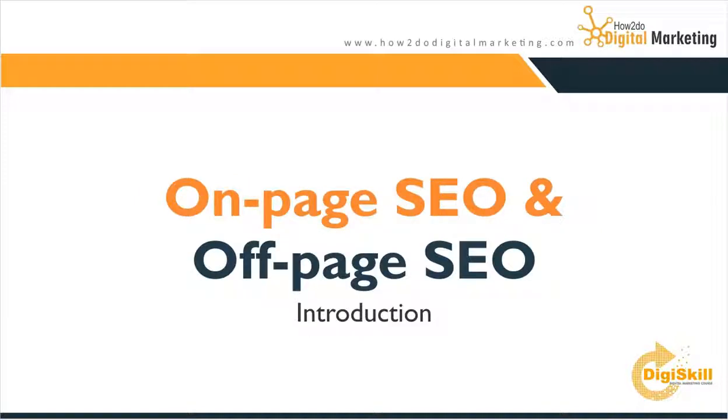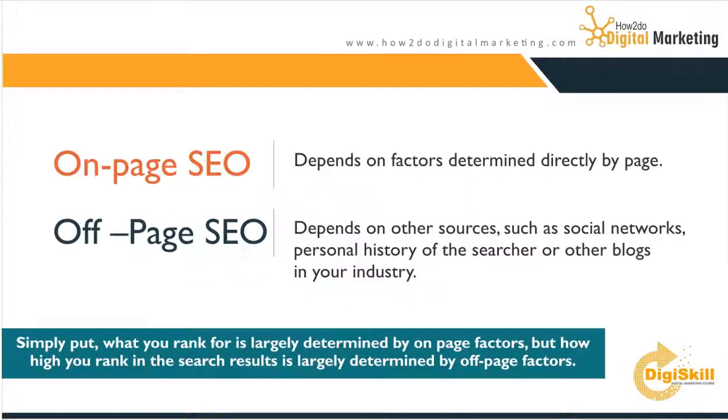In SEO, there are essentially two aspects that you need to look at. One is called on-page SEO, and the second is called off-page SEO. Let's look broadly and briefly at each of these aspects. On-page SEO factors are determined directly by what you have put on your website. We'll get into a little more depth on each of these in subsequent episodes.